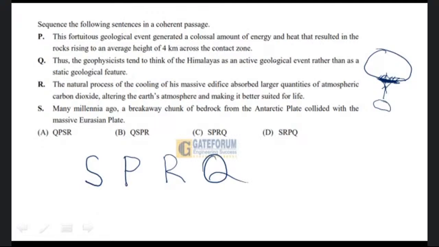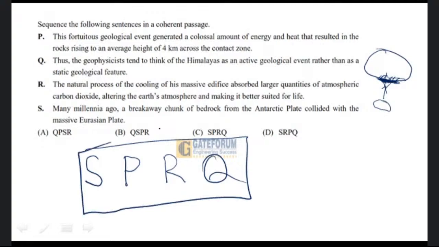The geophysicists tend to think of the Himalayas as an active geological event rather than as a static geological structure. So SPRQ is the sequence. SPRQ is, no, this is it. Option numbers, SPRQ.